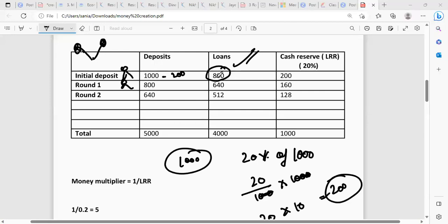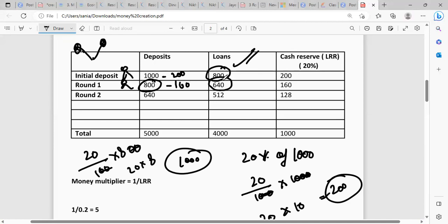So this is basically in round two, I deposited this loan amount in my bank account. Right, and the same process: 20% of 800, which is 20 divided by 100 multiplied by 800. So 0 and 0 got cancelled, then 20 multiplied by 8 is 160, right? So 800 minus 160 is 640. Now banks are ready to give 640.